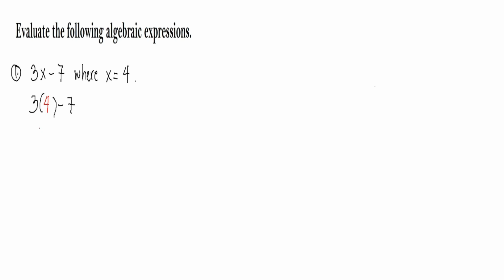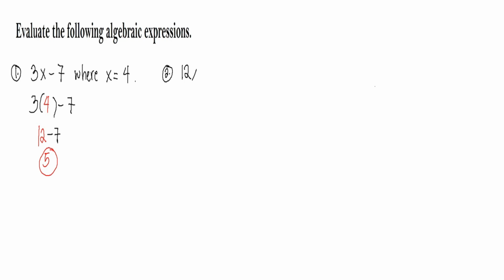Okay, now we will start with multiplication before we subtract 7. So 3 times 4 is equal to 12, minus 7, and our final answer will be 5. And that is how we're going to evaluate an algebraic expression. This time, let's try another example.